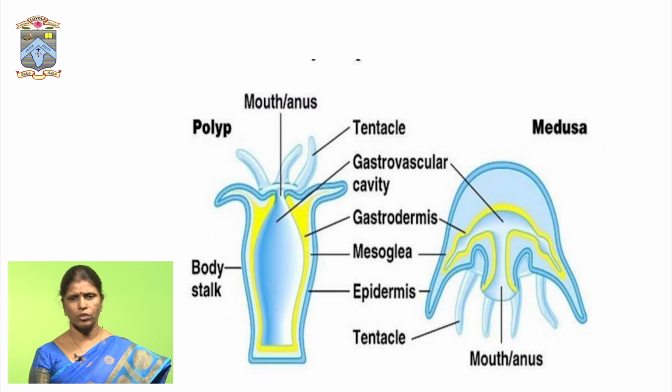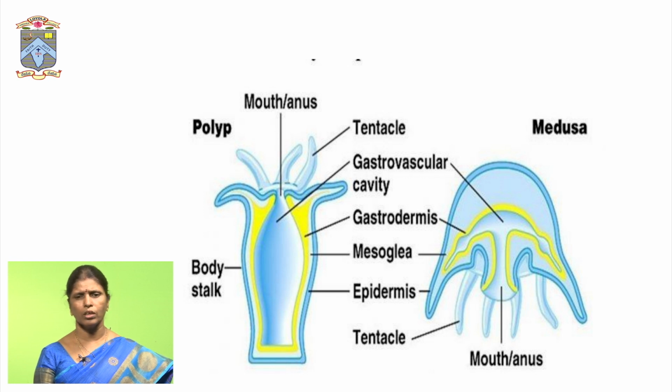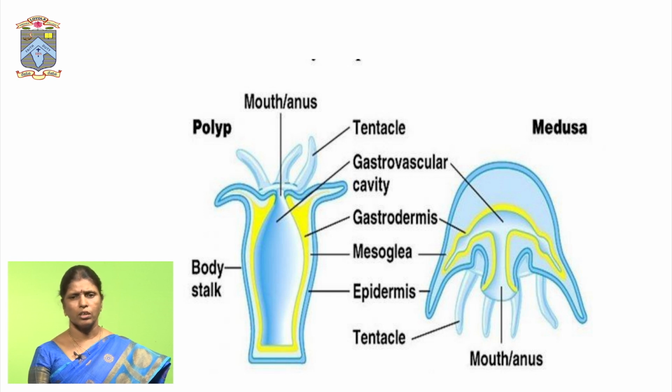Basically two types of individuals are described: polyps or polypoid forms, and medusa or medusoid forms. Just observe the structures of the polyp form and the medusa form. If we observe the polyp form, it has two ends. One end is called the oral end, and the other end is called the aboral end, that is opposite to the oral end.